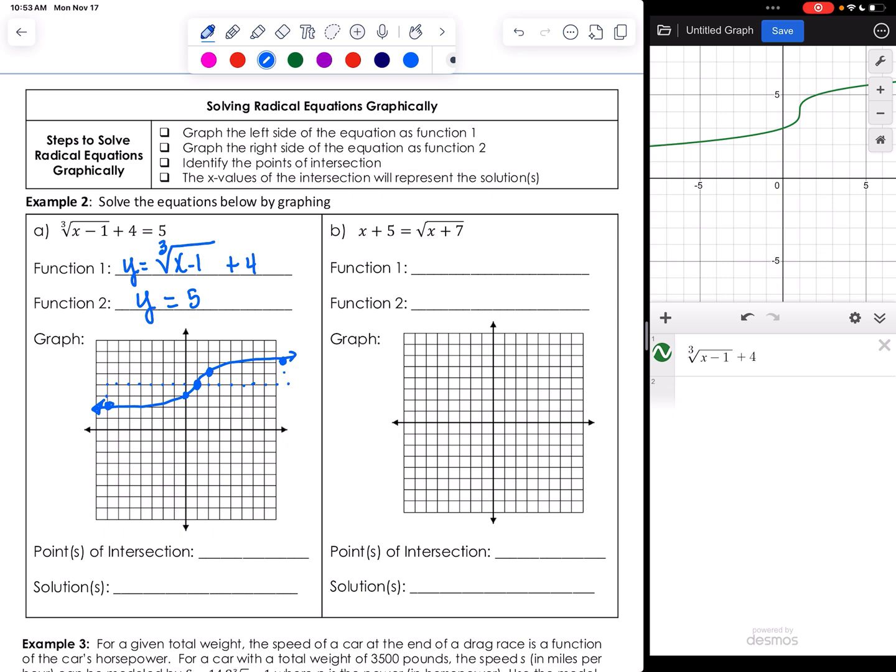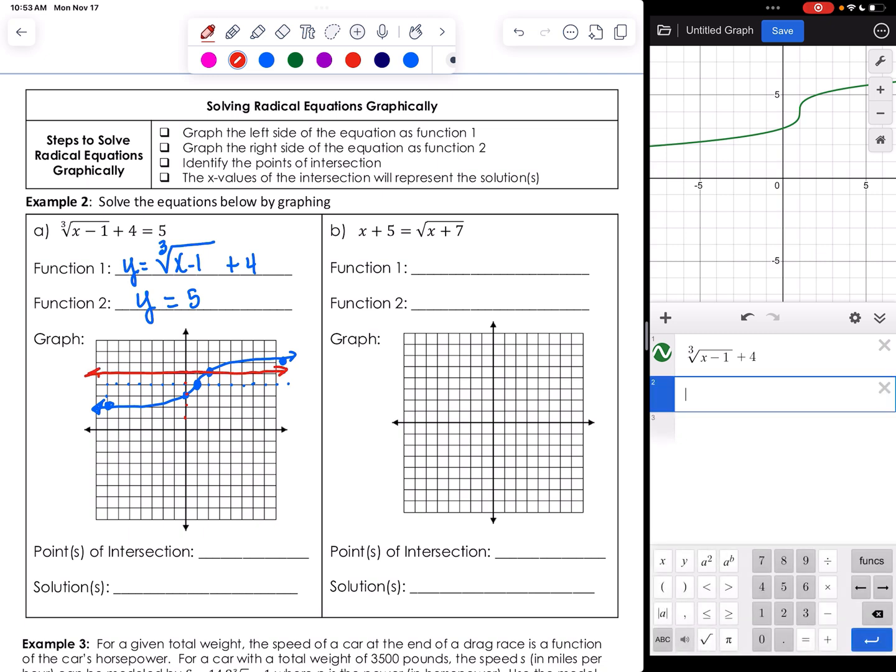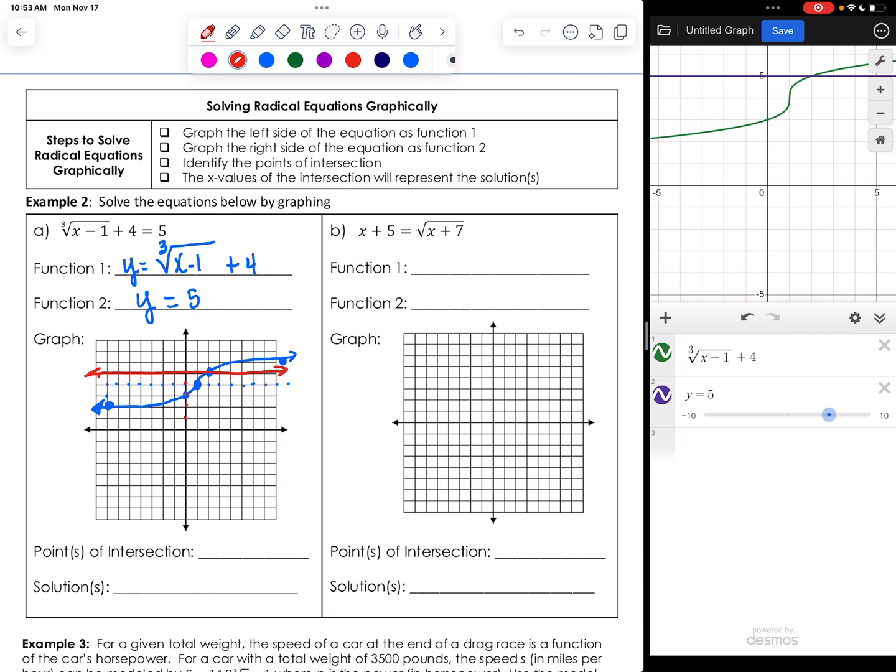All right, now our next function is y equals 5. That's just a horizontal line at 5. So 1, 2, 3, 4, 5. Here's what it would look like if you draw it by hand. Here's what it would look like on your calculator. Y equals 5. All right. And the next thing you're going to do is get your intersection point.